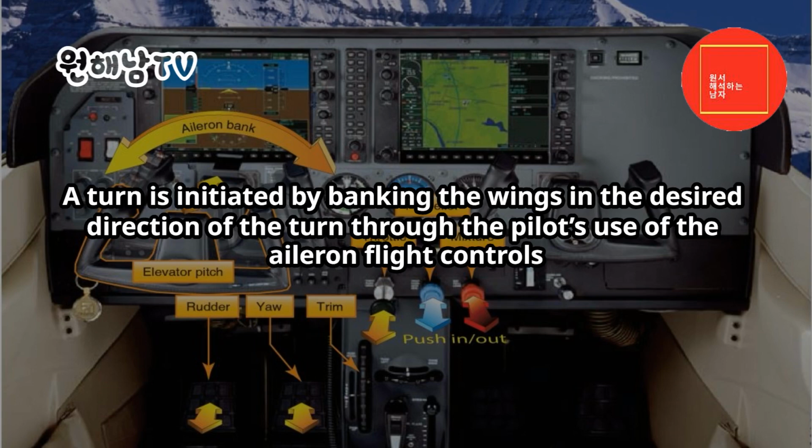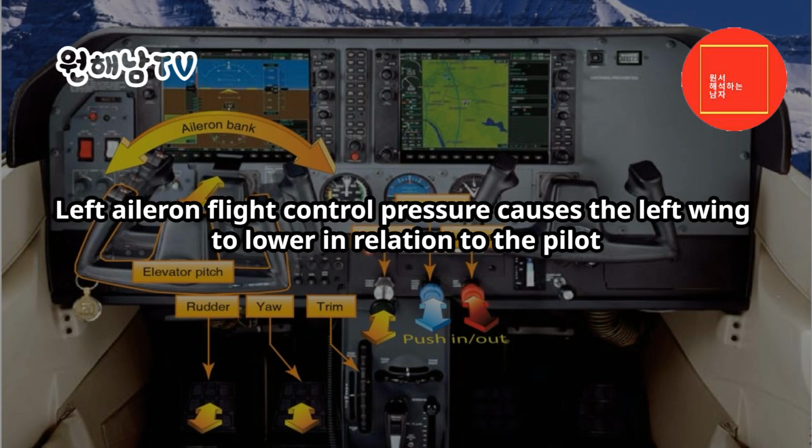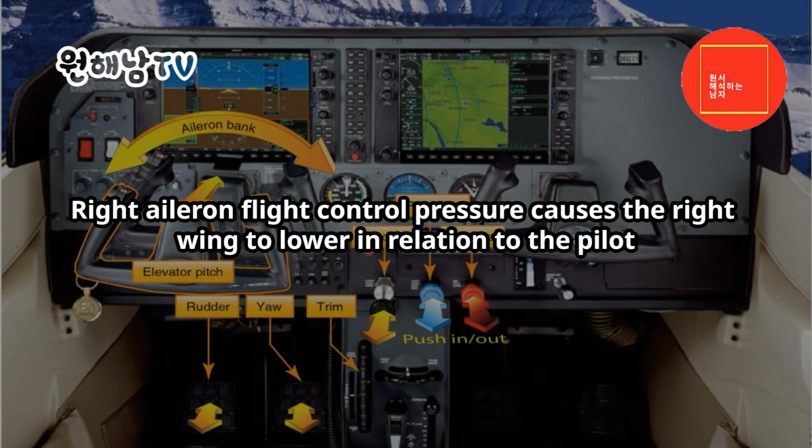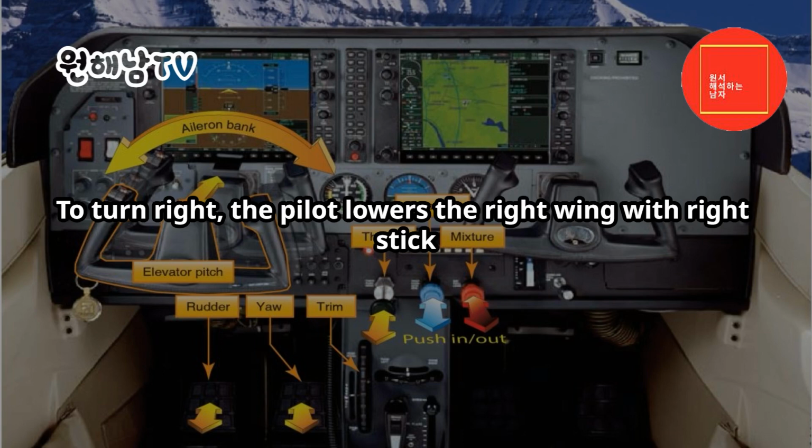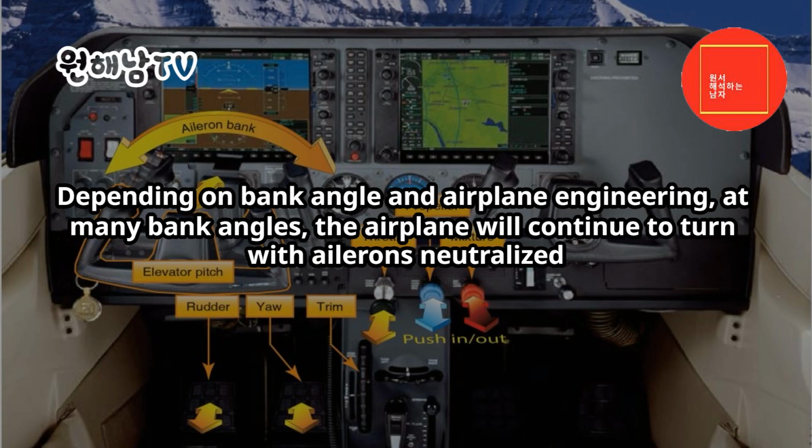Level turns. A turn is initiated by banking the wings in the desired direction of the turn, through the pilot's use of the aileron flight controls. Left aileron flight control pressure causes the left wing to lower in relation to the pilot. Right aileron flight control pressure causes the right wing to lower in relation to the pilot. In other words, to turn left, the pilot lowers the left wing with aileron by left stick. To turn right, the pilot lowers the right wing with right stick. Depending on bank angle and airplane engineering, at many bank angles, the airplane will continue to turn with ailerons neutralized.